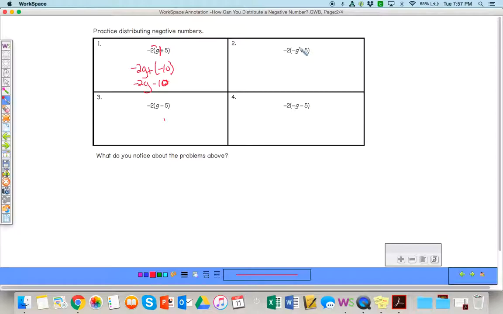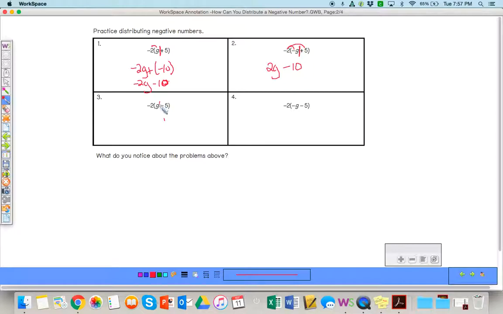So in this problem, if I divide it, we see that we have a -g and we have a +5. So -2 times -g is +2g, because a negative times a negative is a positive. And then -2 times +5, again, is -10. I think it's easiest to just put the terms together using the sign that's given. So if it's a -10, we're just going to write -10. But if it's a +10, we're going to write +10.